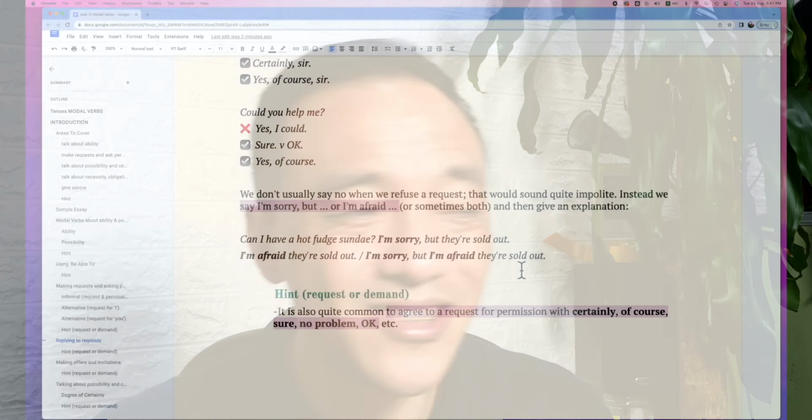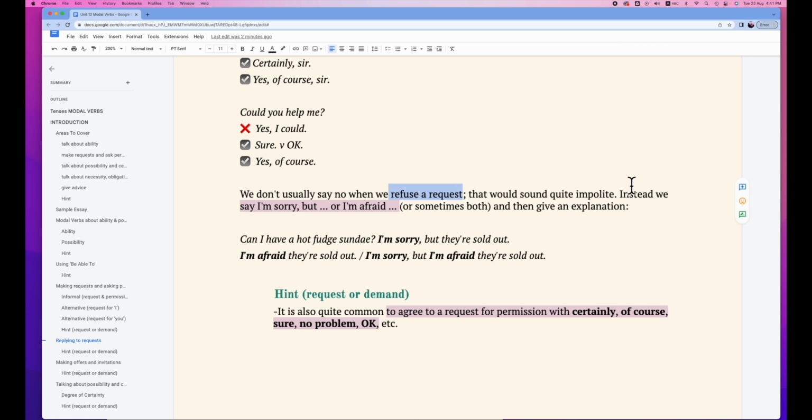When we try to refuse a request, what can we say? We could say the following sentences. I'm sorry or I'm afraid could be used when you are trying to reject or refuse a request. It would sound quite impolite if you simply say no. That's the reason. Can I have the hot fudge sundae? I'm sorry, they're sold out. I'm afraid they're sold out. I'm sorry, but I'm afraid they're sold out.